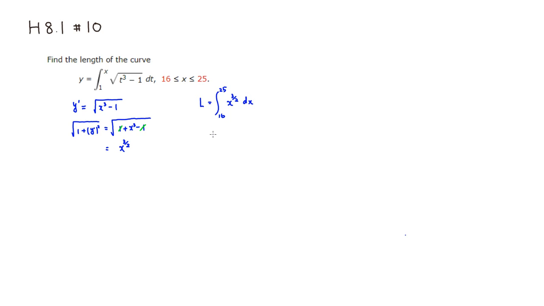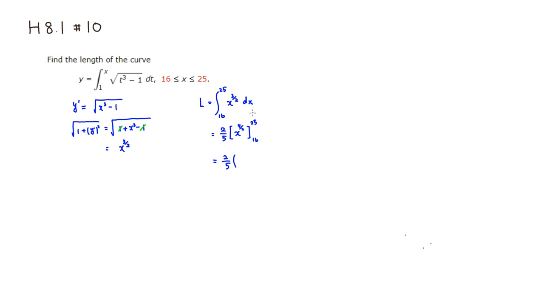So this is going to be equal to the antiderivative. Add 1 to the power, so it's going to be 5/2. Dividing by 5/2 is equivalent to multiplying by 2/5, so I'm going to put 2/5 outside. And then you're going from 16 to 25. So 2/5 is still there.